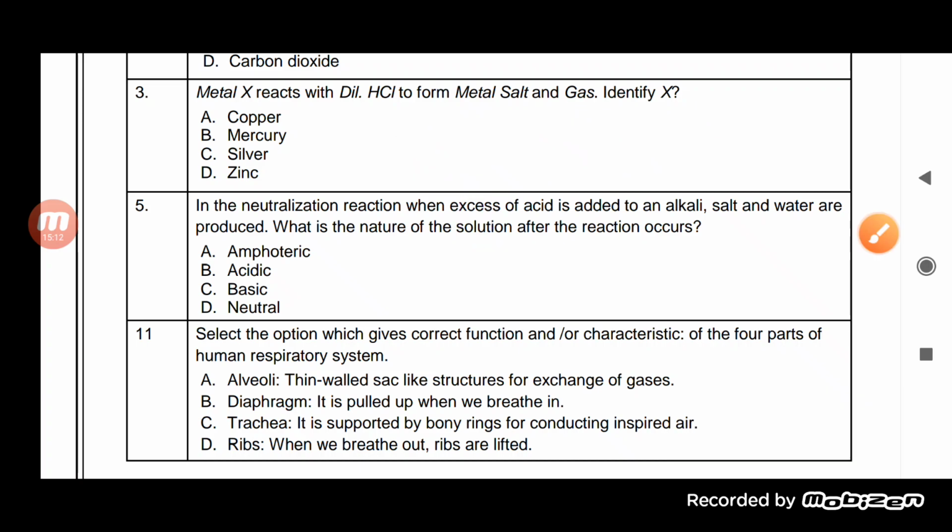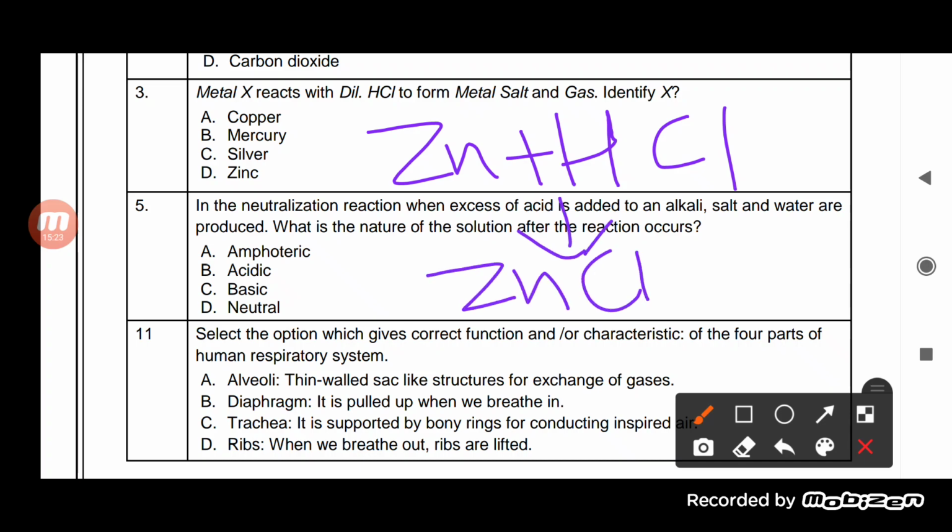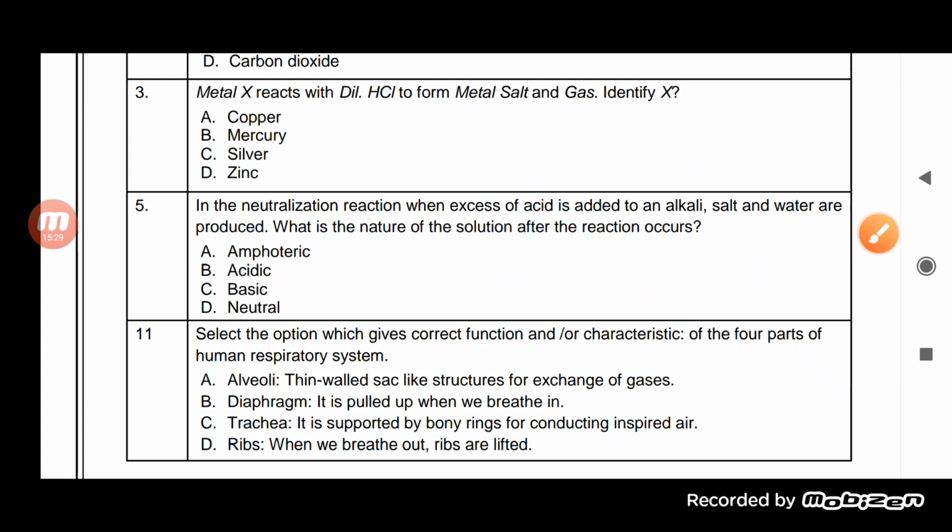But if we see zinc, so zinc is what? That is more reactive than hydrogen, and ultimately there is a formation of ZnCl2 and hydrogen gas will be evolved along with it. Okay, so the metal salt is zinc chloride and the gas which is released here is hydrogen gas.